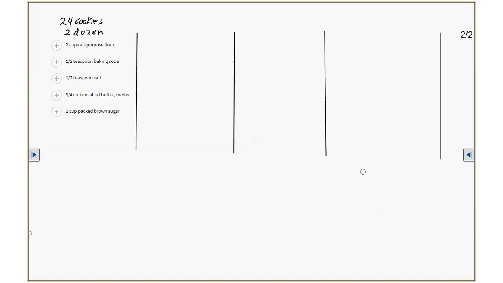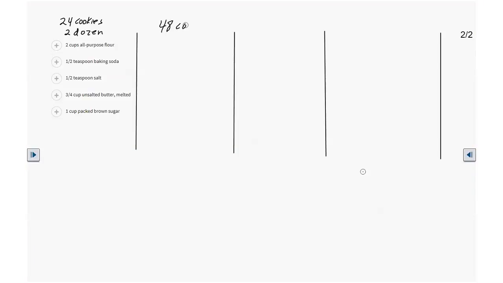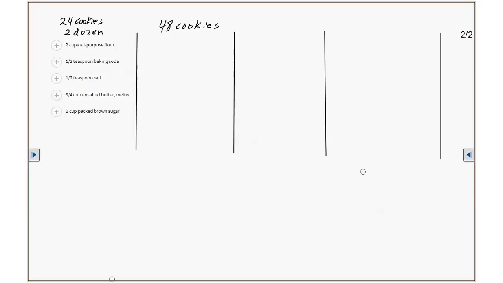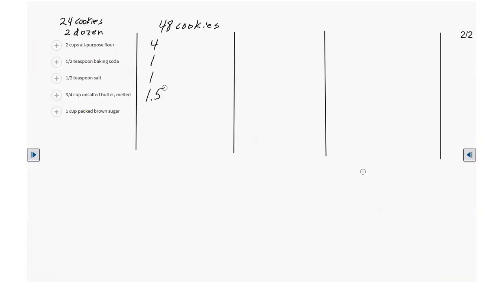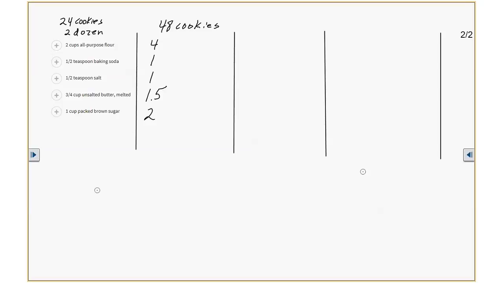All right, and let's say that you want to make 48 cookies. If you make 48 cookies, then what do you do? Why'd you double? Where do you get that double from? Okay, how'd you get twice? 48 divided by 24 is 2. Okay, so I'm going to multiply everything by 2, so that'd be 4 cups of flour, 1 teaspoon, 1 teaspoon, 3 quarters is 1.5 in 2 cups. Everybody agree with that? Mm-hmm.